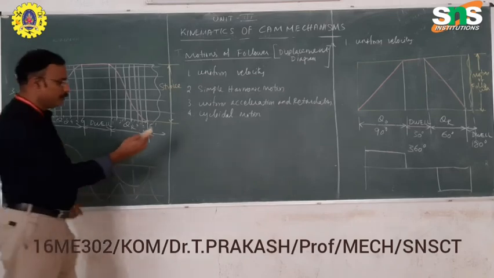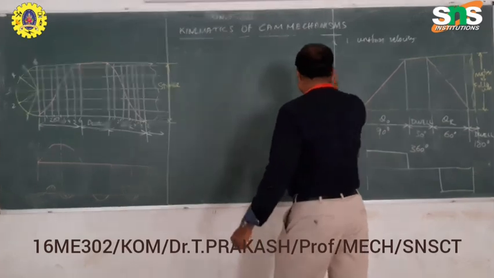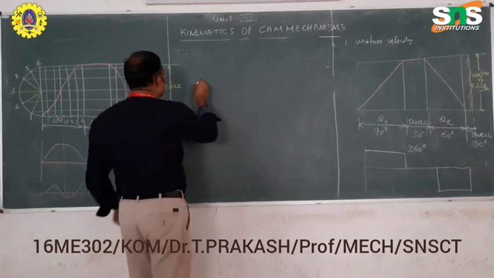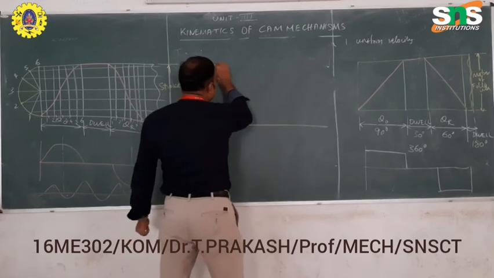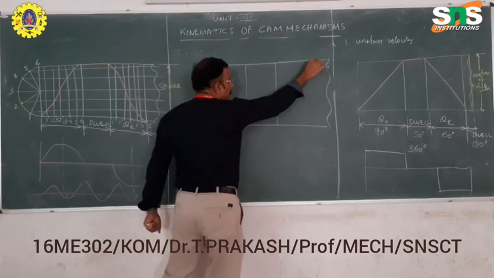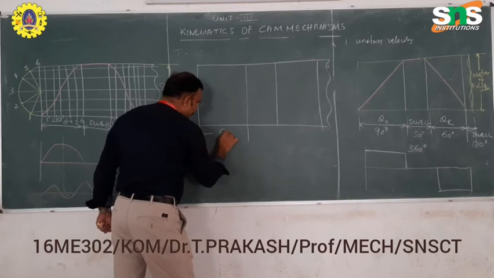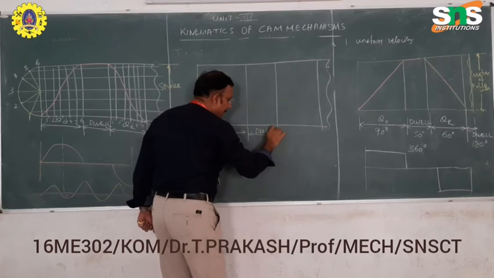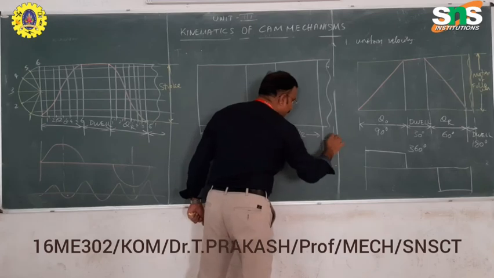Next we will see the third one, uniform acceleration and retardation. For this diagram, once again you have to draw the displacement diagram with an outward and return stroke, in the same way and same manner. This angle is the outward stroke, this angle is the dwell period, and this angle is the return stroke. The remaining portions are dwell.